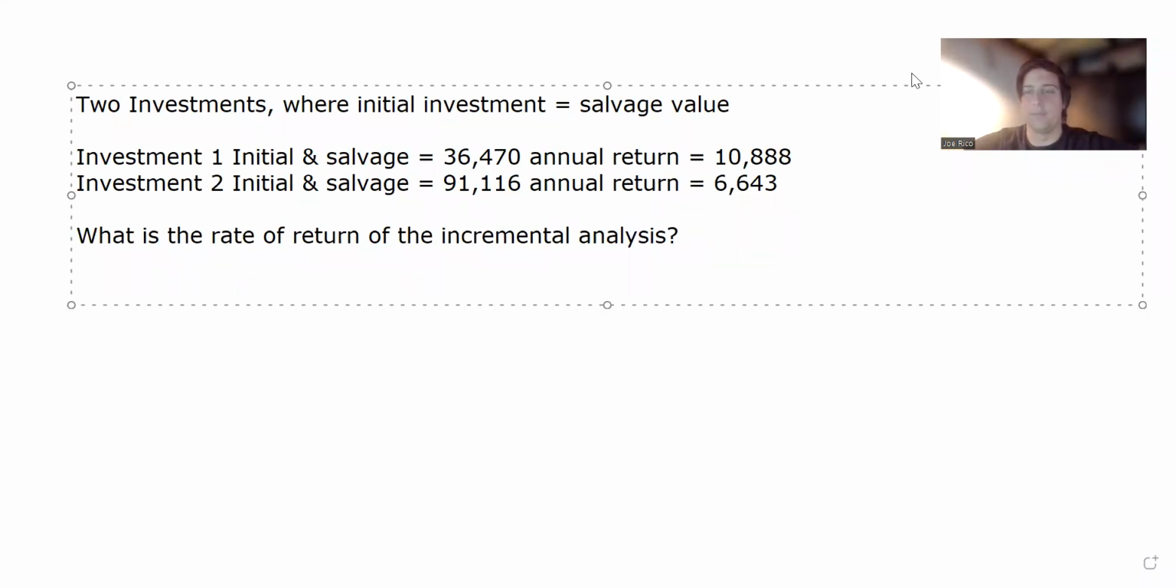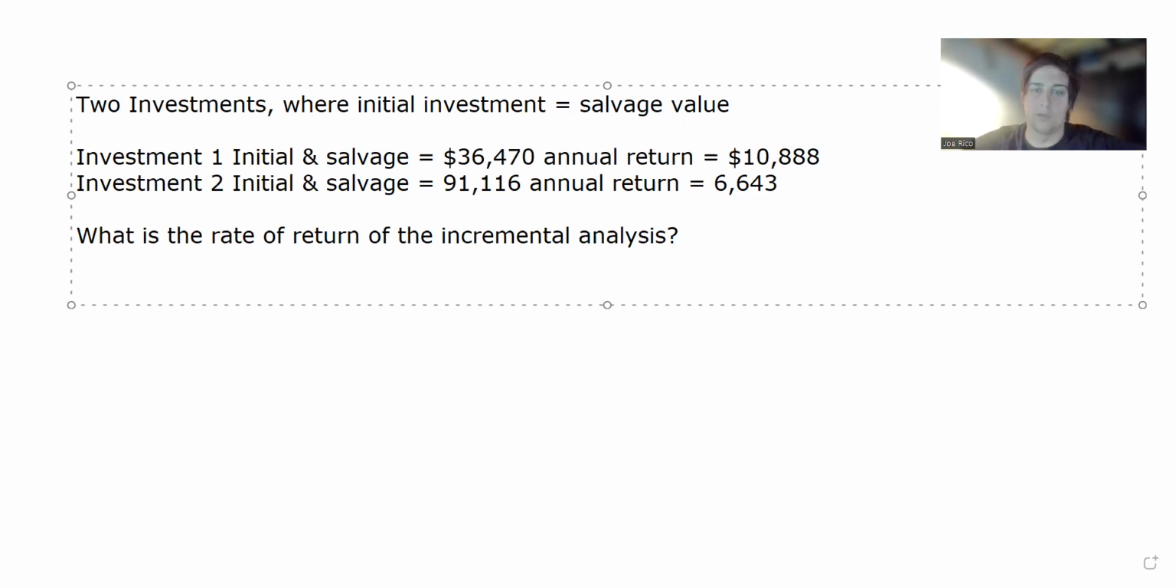Hello, everybody. Today we're going to be doing another example problem from test number 5 on rate of return. What we're looking at today is two investments, and for these investments, the initial investment and the salvage value are the same. So investment number 1, our initial investment is $36,470, and our salvage value is going to equal $36,470.